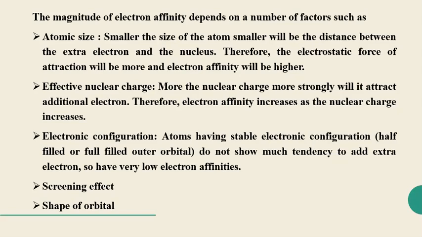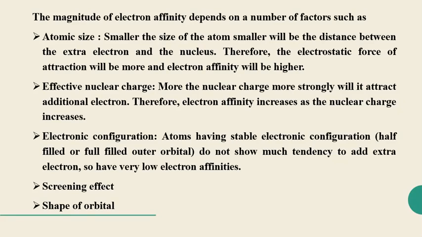In case of electronic configuration, consider an atom having a stable electronic configuration. Stable electronic configuration means either a half-filled or fully filled outer orbital. These are known as stable configurations. So, if the atom has a stable electronic configuration, then it will not show much tendency to add an extra electron. And so, atoms which have a stable configuration have very low electron affinity.